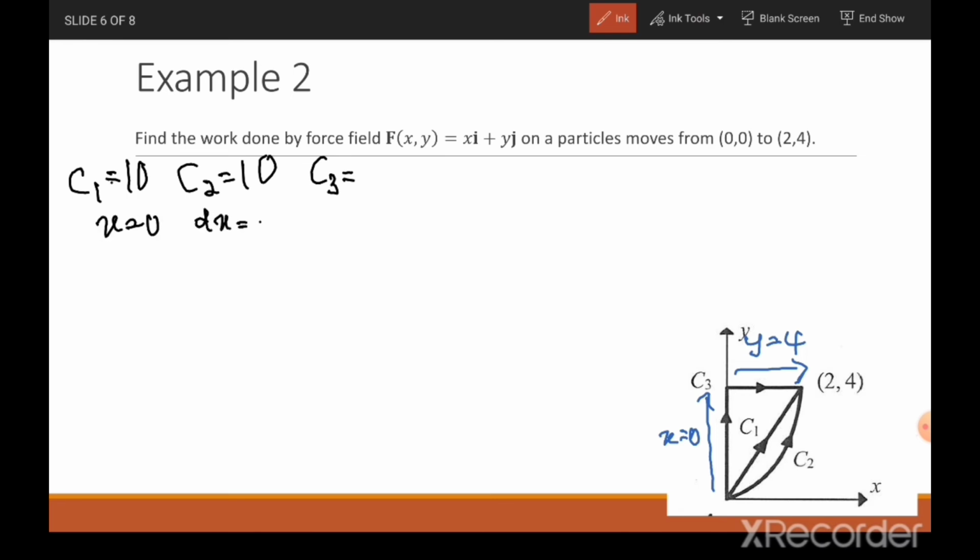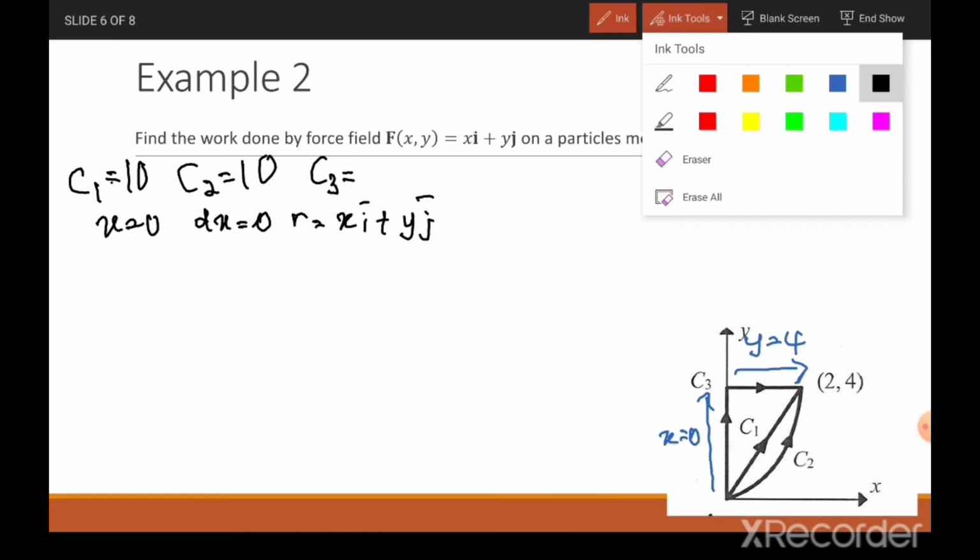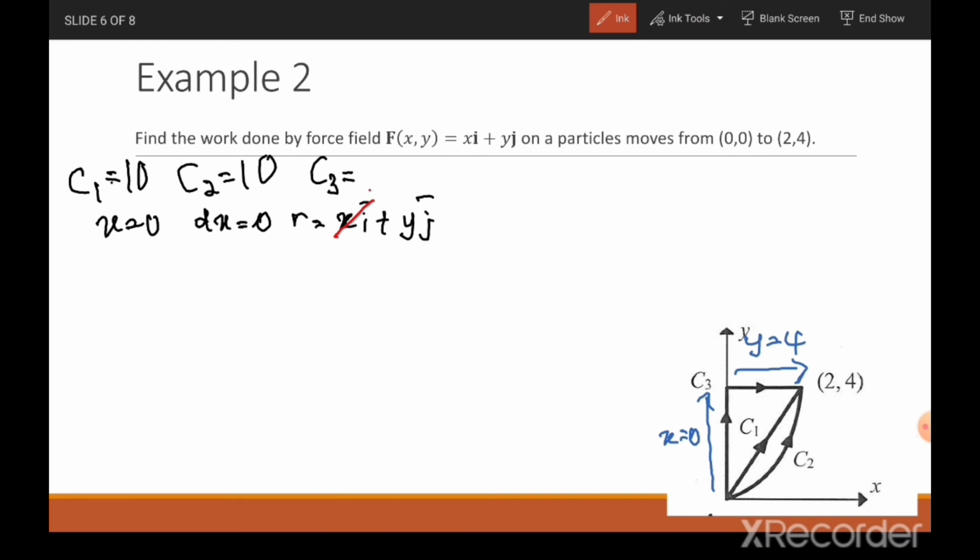Okay, when x equal to 0, dx equal to 0. So r equal to xi plus yj. So x now 0, so we only have y. Okay, for dr, only have j, j dy.